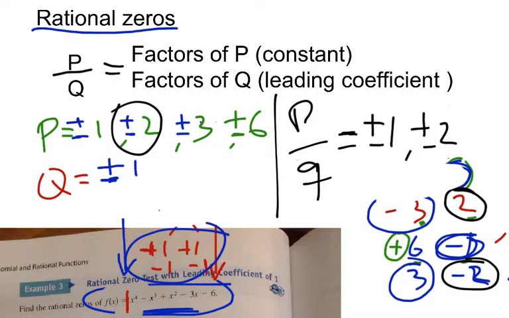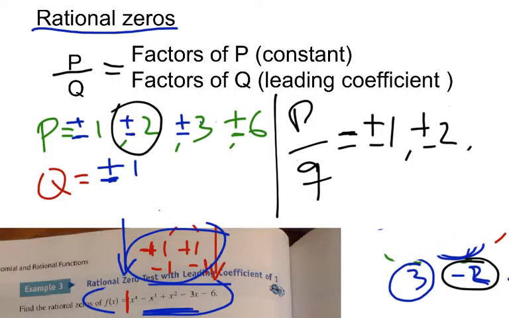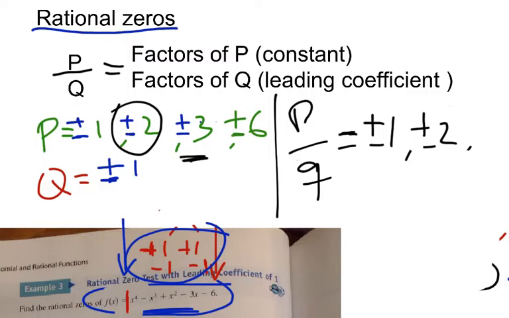let's erase a little bit here so we can have more space. So we have plus or minus 1, plus or minus 2, plus or minus 3, and plus or minus 6. Those are the possible zeros, and that's how you find those.